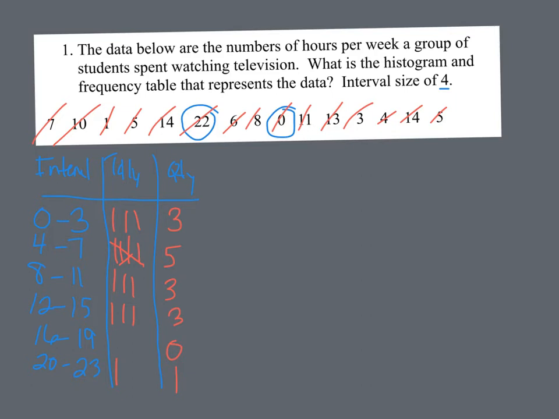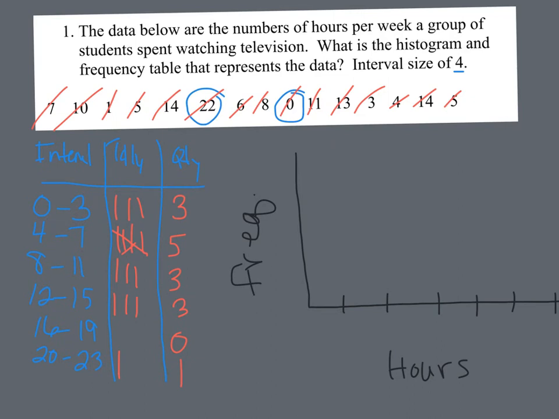1. Alright, so now we're going to draw our histogram. So it's like the first quadrant. Make sure you leave room for your intervals. So this is the frequency. And this is our intervals down here, but it's hours. All right, and we have 6 intervals, so I need to make sure that I have 6 spots.